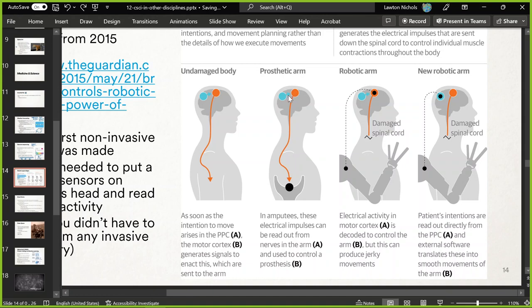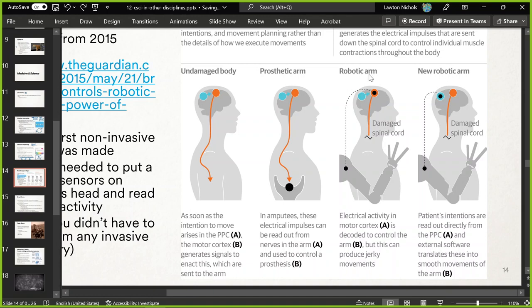So that's what it means to have a prosthetic arm. It means your brain can still send signals down to the arm area, and those signals can be hooked into to move the prosthetic arm. A robotic arm is when you cannot send signals down to the arm area anymore. You have a spinal cord that has some issues, so the signals stop, and you cannot get information down to that area.